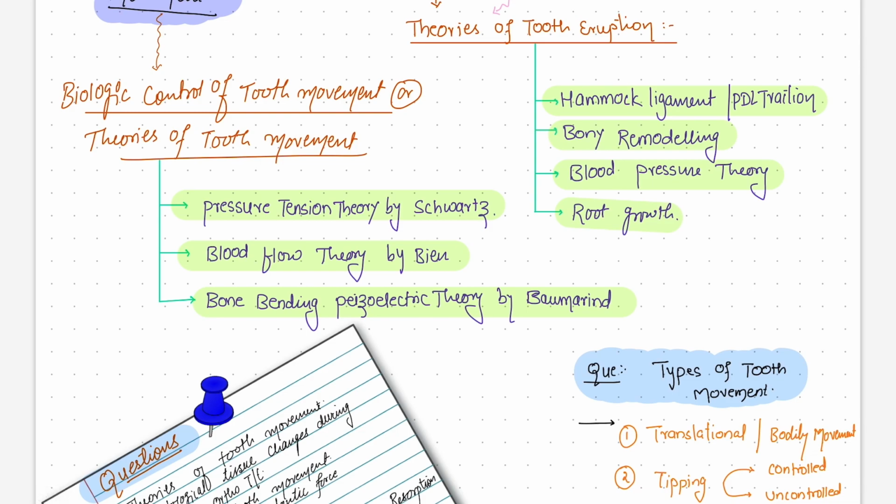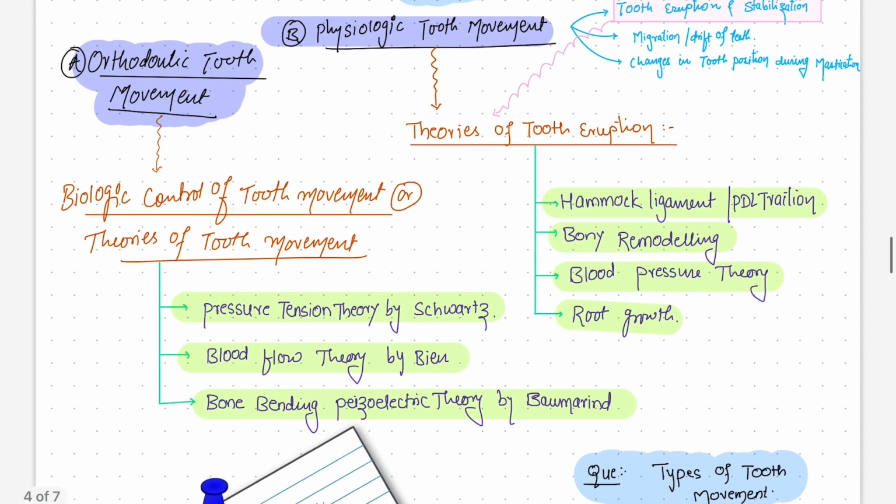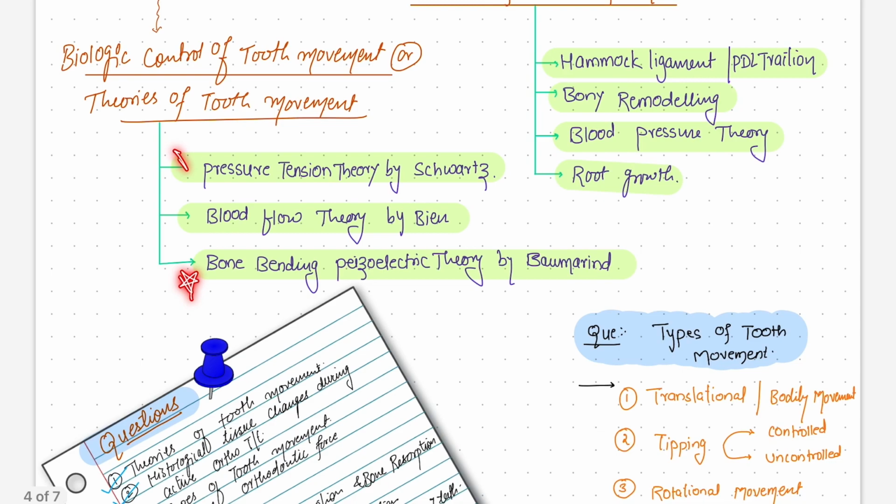The first one is the pressure tension theory by Schwartz. Then the blood flow theory by Bien, and the bone remodeling, bone bending or piezoelectric theory by Bowman. These are the three important theories when it comes to orthodontic tooth movement. You may get a question on the pressure tension theory by Schwartz for 3 marks, as well as the bone bending or piezoelectric theory. You can get a short answer question on these as well.